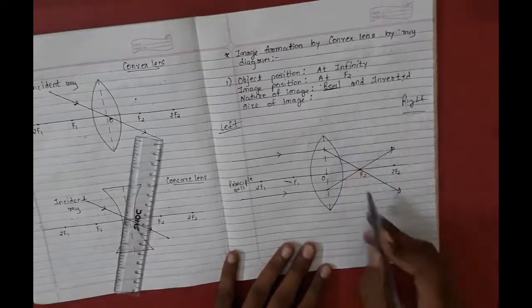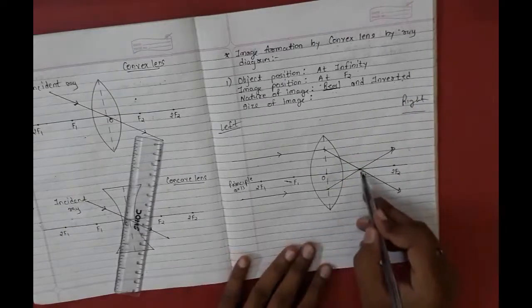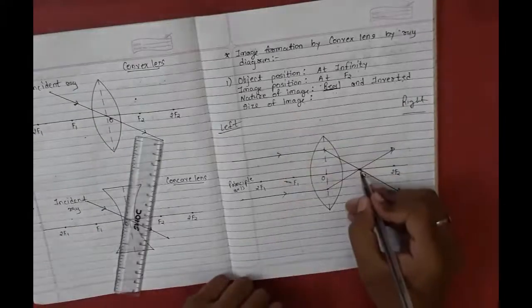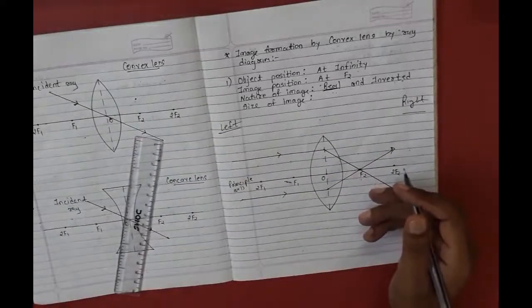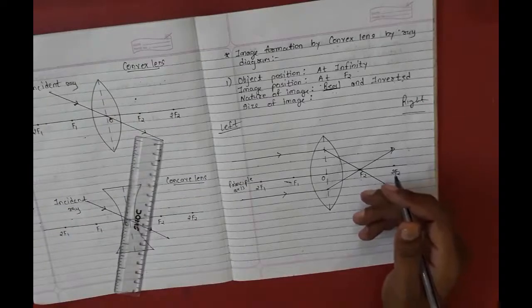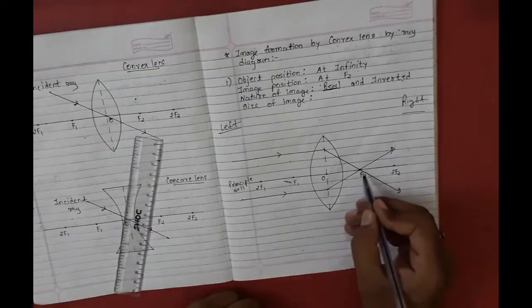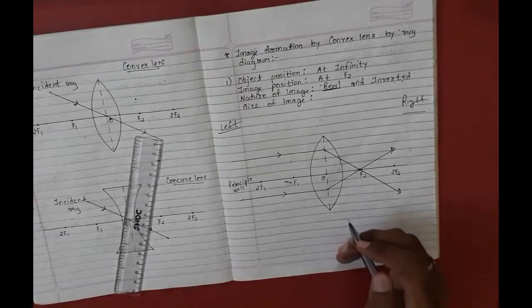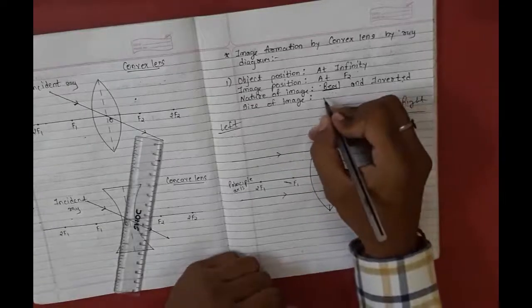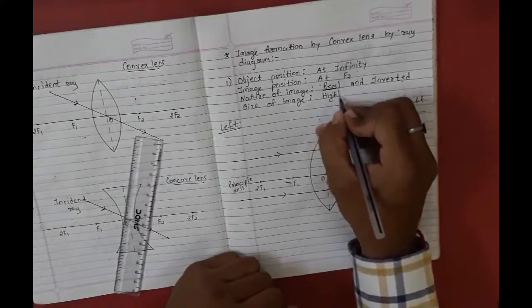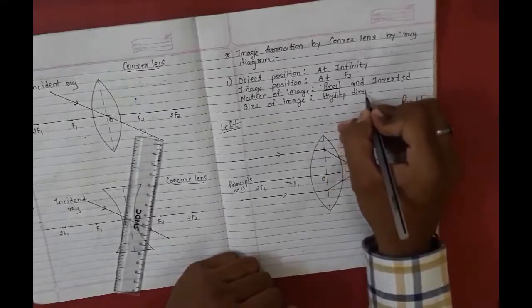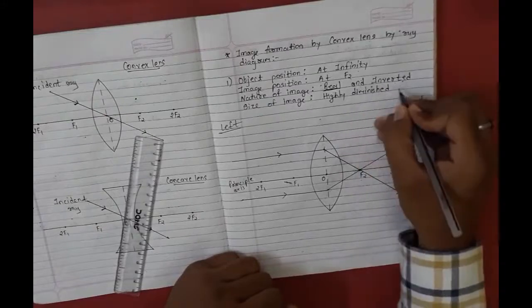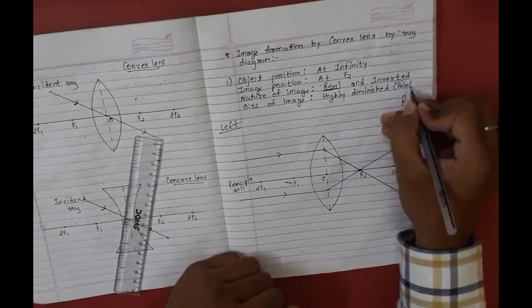Real, why real? Because both the incident rays are meeting at f2 on their own, that's why. And size, you can see the object is very big, because at infinity naturally my object will be very big, but I am getting the image at point f2. So f2 is a point which is very small, so the size of the image is highly diminished, or you can say point like.